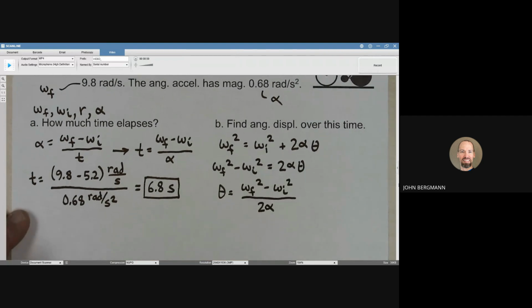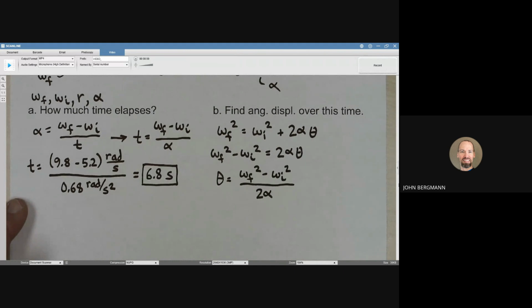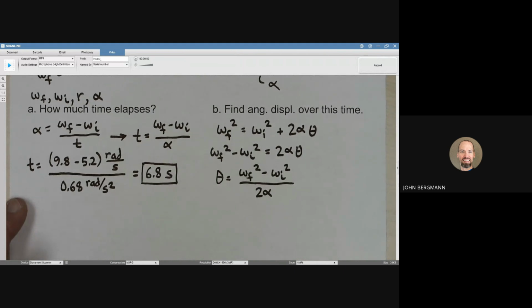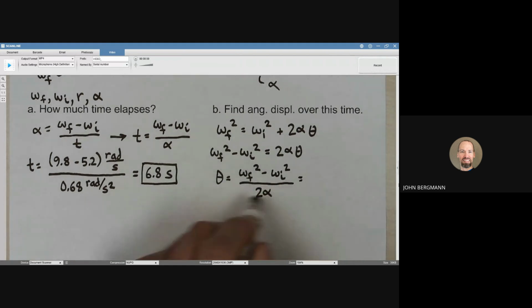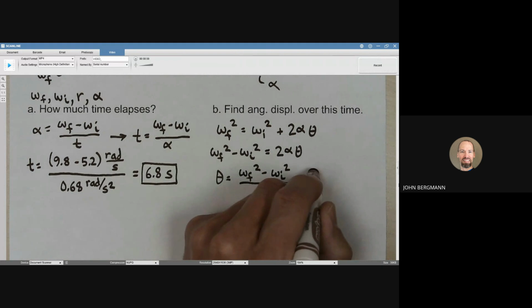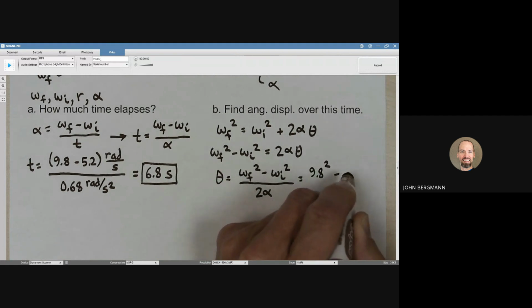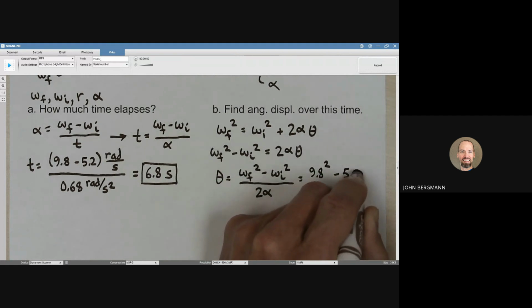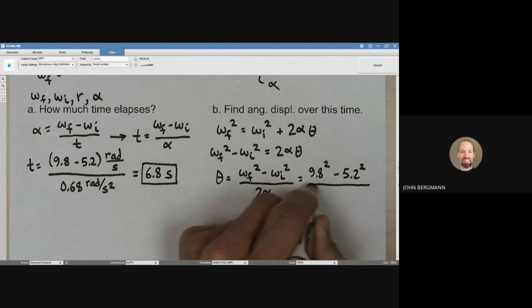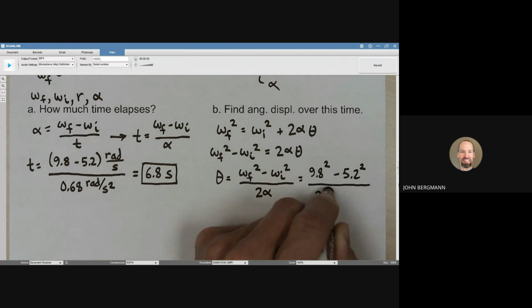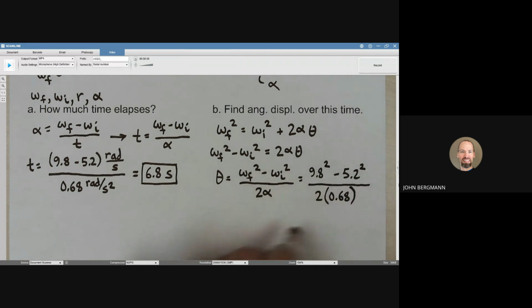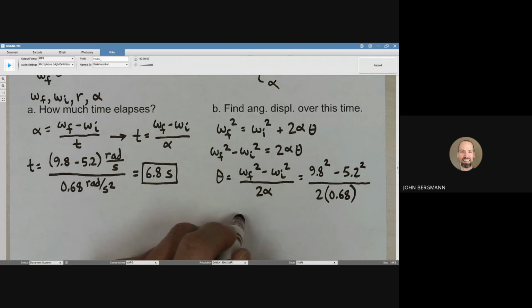So let's put the numbers in. We've checked the units ahead of time, so I'm going to be a little bit lazy and not write the units this time. Omega final is 9.8, got to square that, minus omega initial, which was 5.2, need to square that, divide that thing by 2, and we also need to divide it by the angular acceleration, which is given as 0.68. You type that in, and you're going to get an answer that looks something like 51 radians.